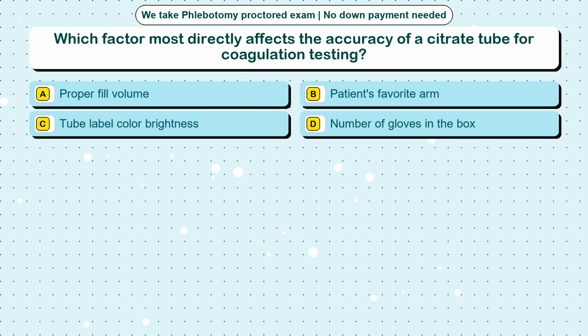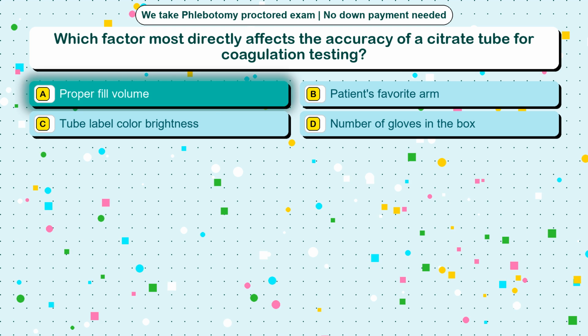Question 83. Which factor most directly affects the accuracy of a citrate tube for coagulation testing? Option A. Proper fill volume. Option B. Patient's favorite arm. Option C. Tube label color brightness. Option D. A number of gloves in the box. The correct answer is option A.